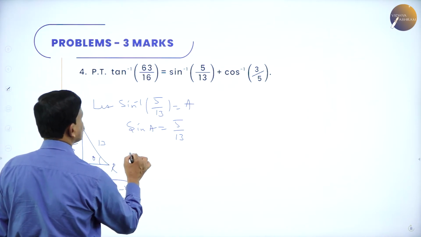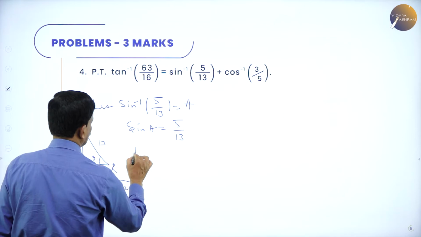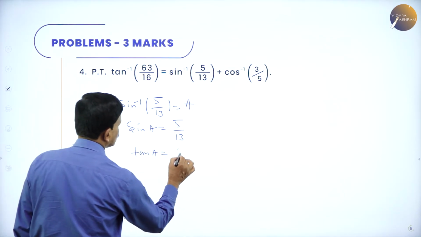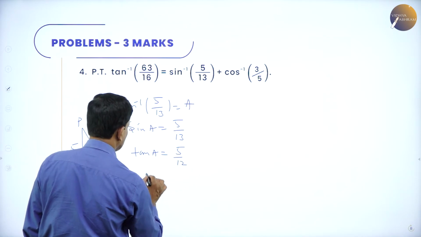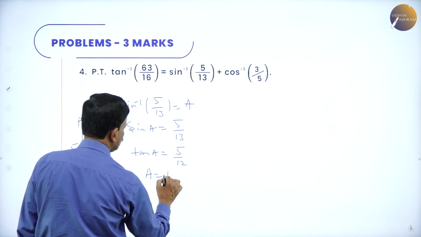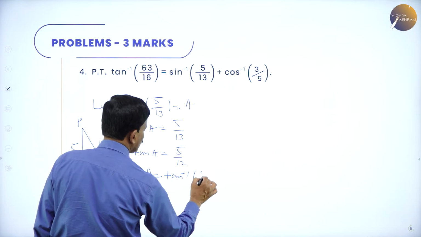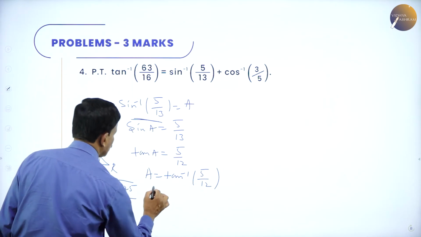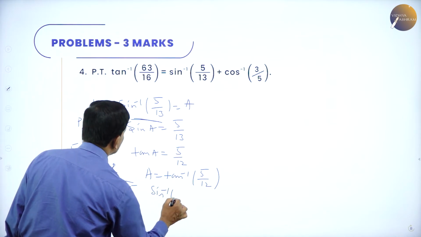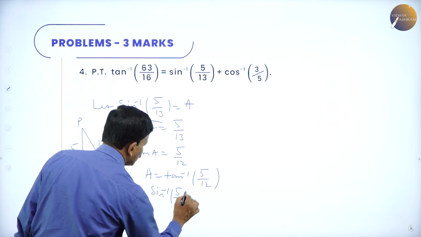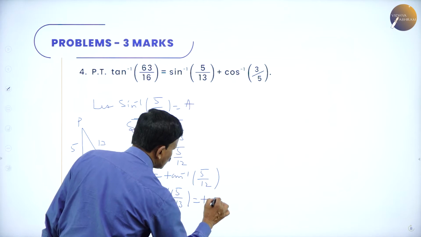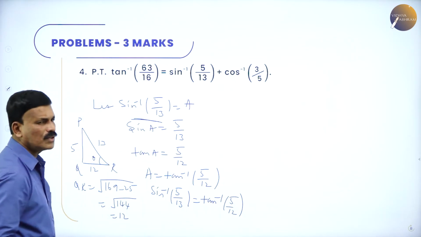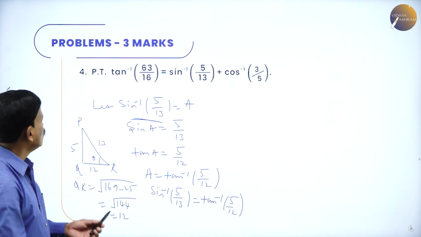Find out the value of, straight away go to the tan. What is tan A from this? Tan A is opposite by adjacent, that is 5 by 12. That means A is equal to tan inverse of 5 by 12. What is A? A is nothing but sin inverse. So, sin inverse of 5 by 13 is also equal to tan inverse of 5 by 12. This is the first step. Followed? See, listen to me here.